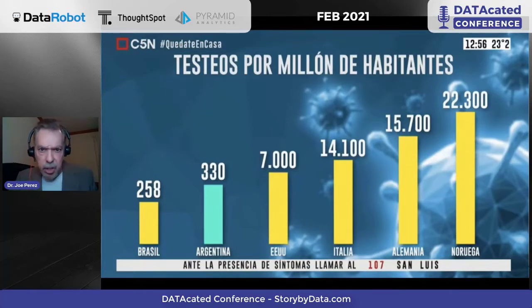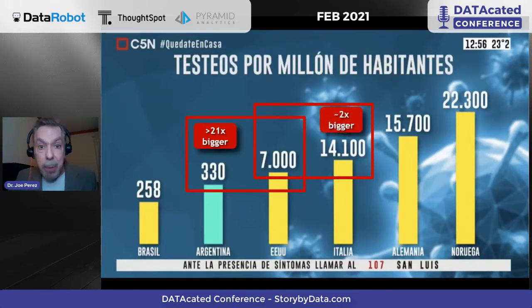All right, it looks okay on the surface, but look more closely at the 3 bars in the middle. The 7,000 per million in the US is 21 times bigger than the 330 per million in Argentina. But the bar for the US is only slightly bigger than the one for Argentina, certainly not 21 times bigger. You see a similar distortion in the bar for Italy. Okay, 14,000 is twice as much as 7,000, right? Yet, once again, Italy's bar is only just a little bit bigger than the one for the US.